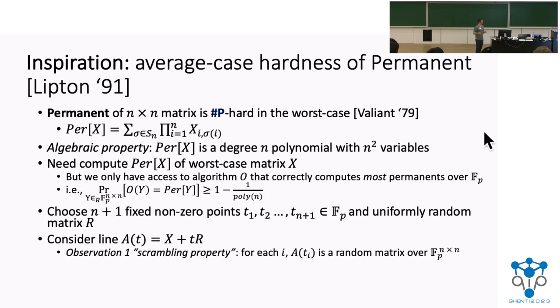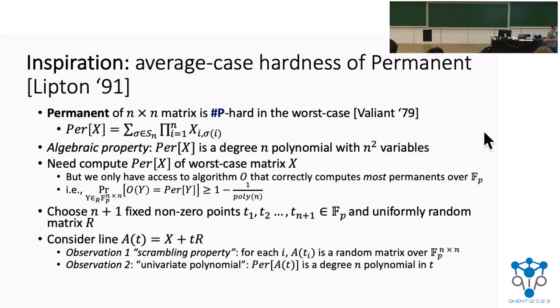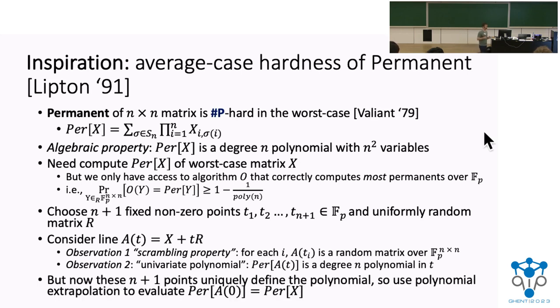And we had two observations. One I call the scrambling property. It's that for each i individually, A of t sub i is scrambled. In other words, it's a uniformly random matrix over our field. And then observation 2 is this univariate polynomial property, so that the permanent of A of t is a degree n polynomial in the single variable t. And these two observations together lead us to our proof in a straightforward way.